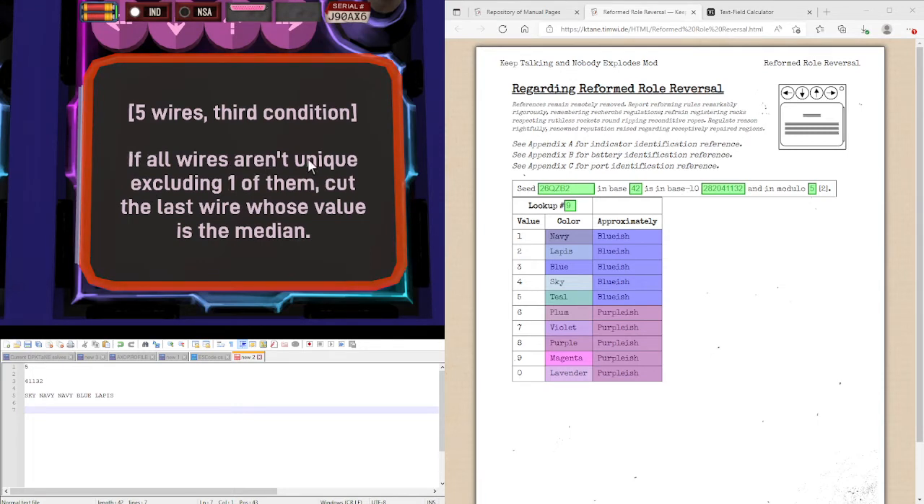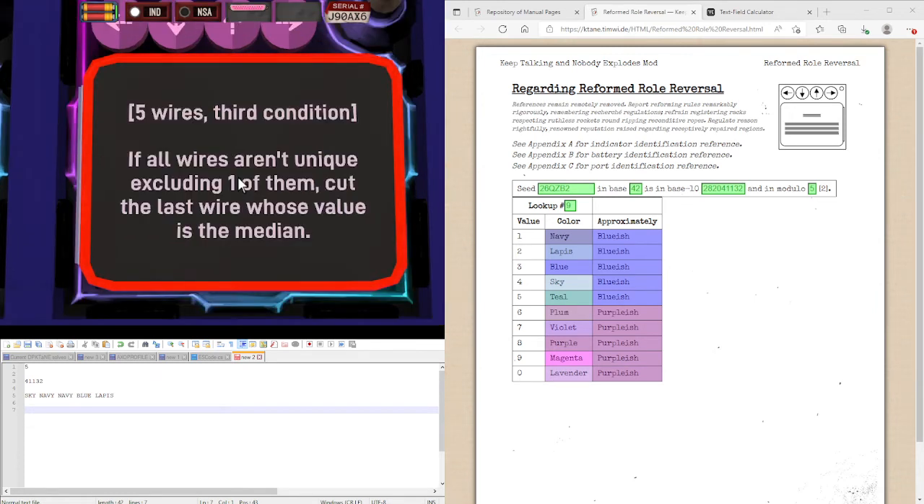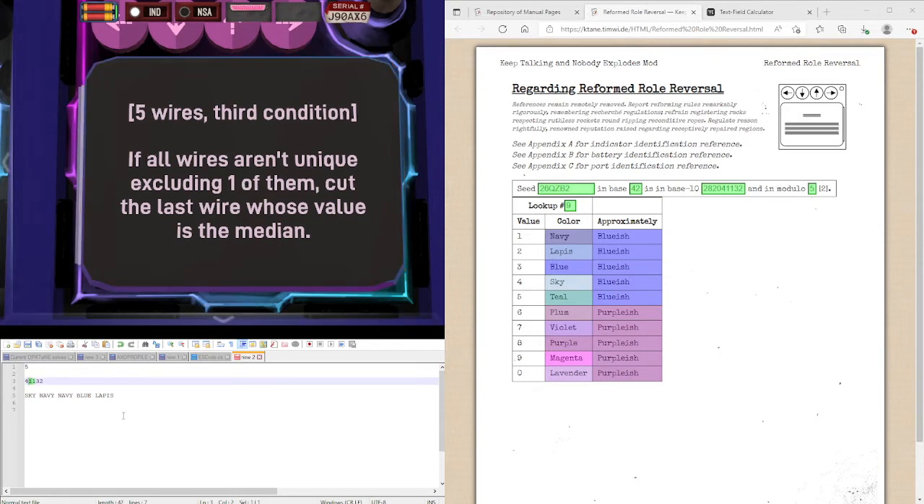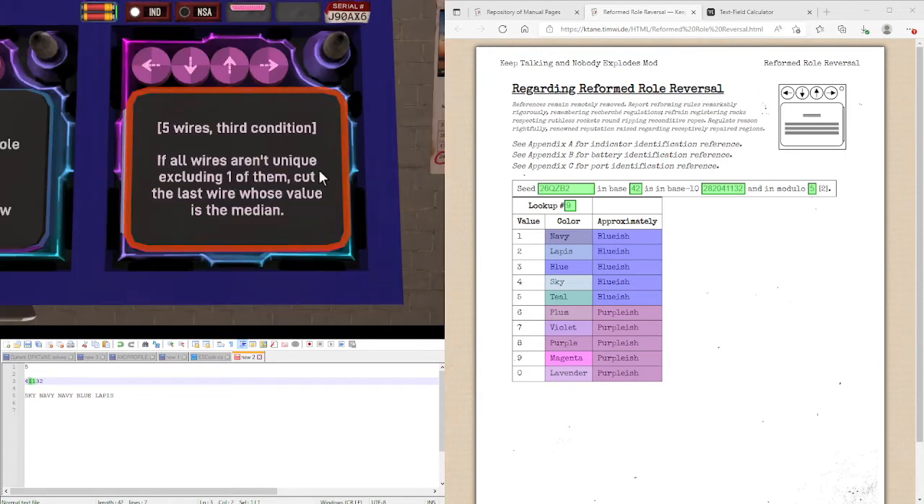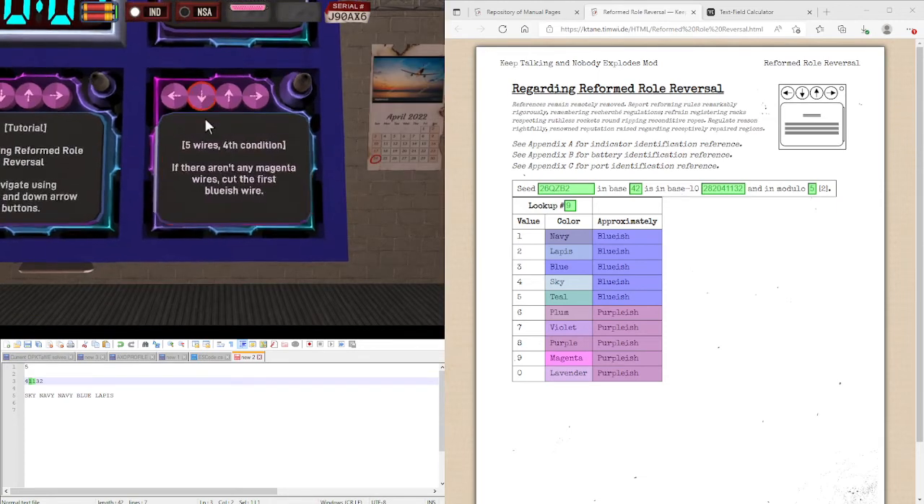If all wires aren't unique, excluding one of them, so this could be confusing. This means if you can't remove one and all of them are still not unique, then this is true. But since we can remove one of these ones and now we think it's unique, this is not true. So we go to the next rule.